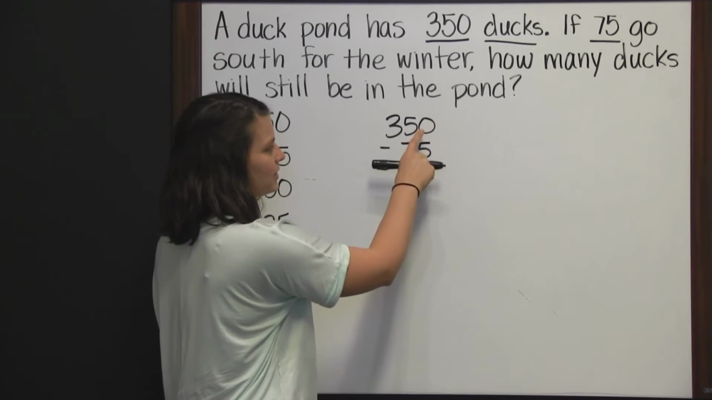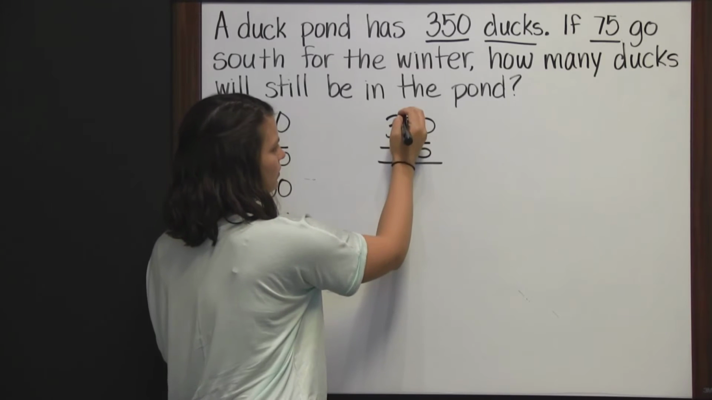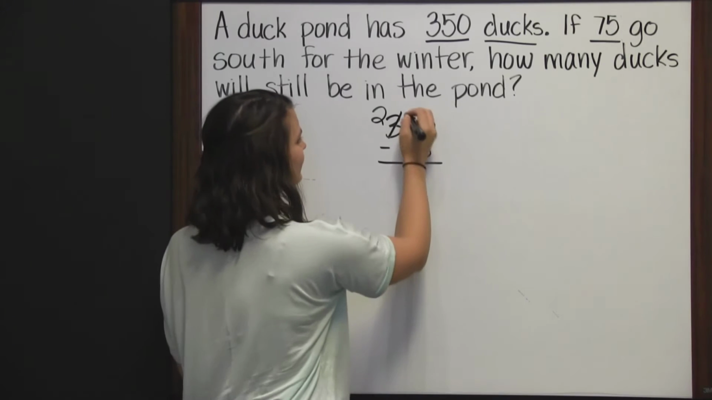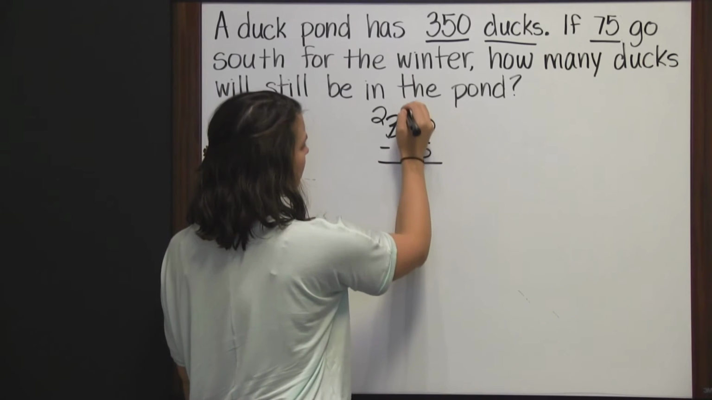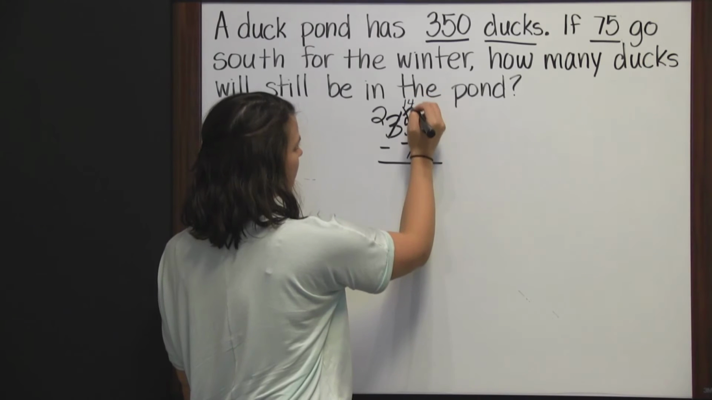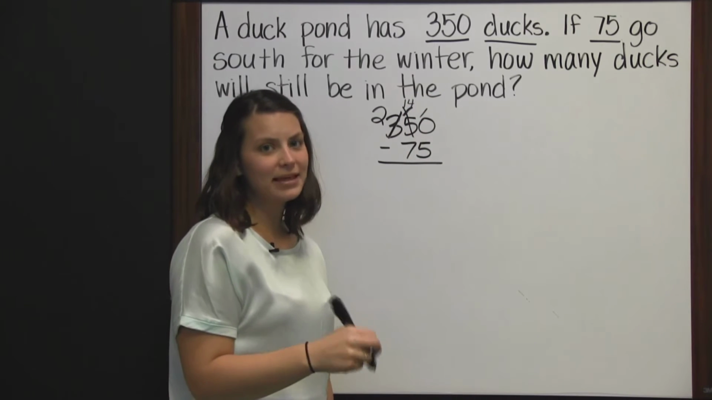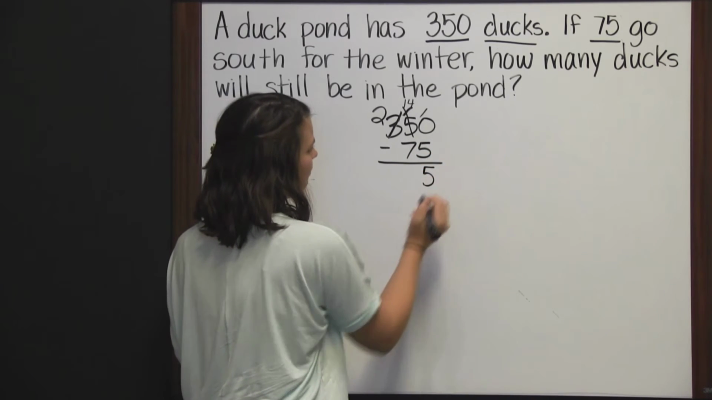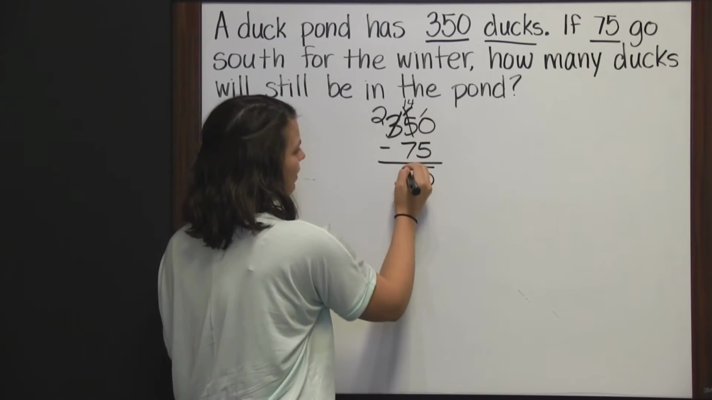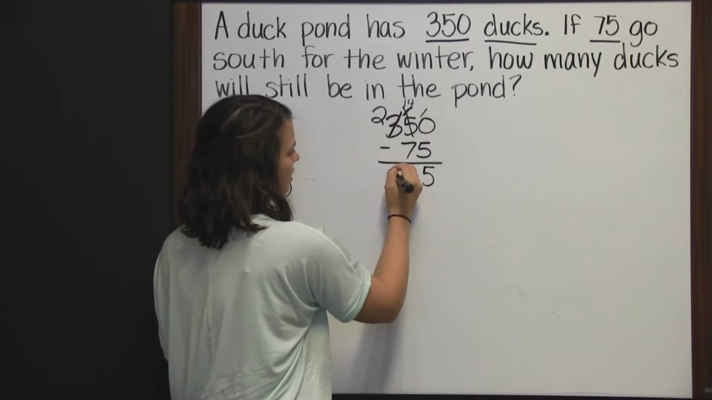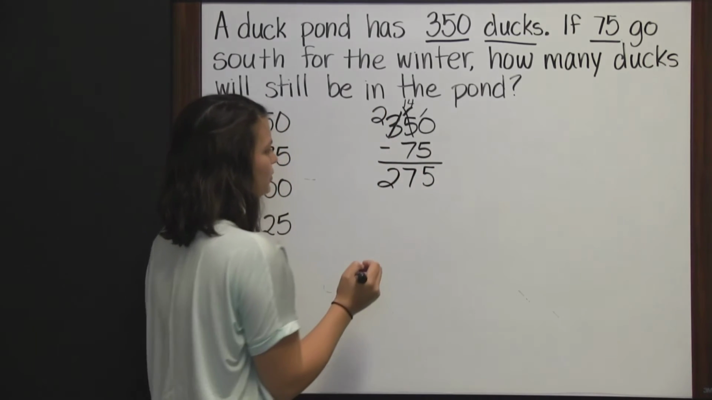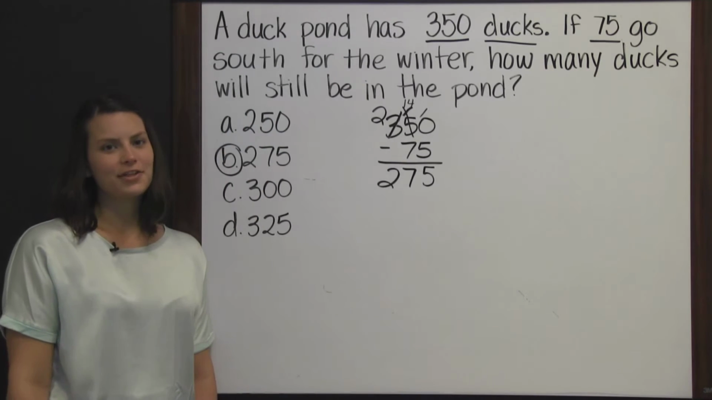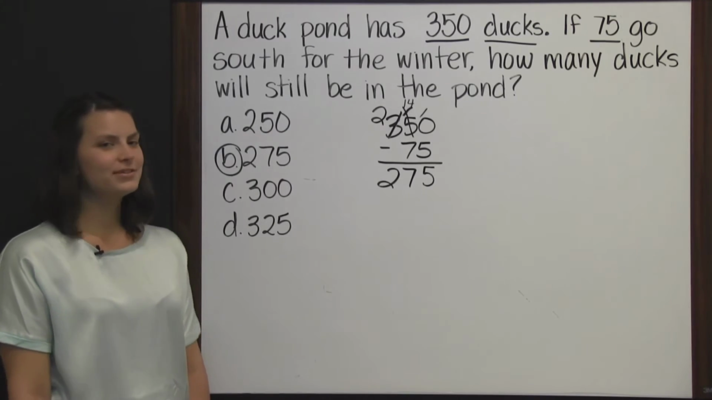We can't take 5 from 0 or 7 from 5, so we start by borrowing from our 3. And it becomes a 2. So we put our 1 here, 15, but we're going to borrow from 15, so it is now 14, so that we can make 10 for our last number. So we can take 5 from 10 and get 5. 14 minus 7 is 7, and we bring down our 2. 2 minus nothing is 2, so that means there are B, 275 ducks left in the pond after the 75 go south for the winter.